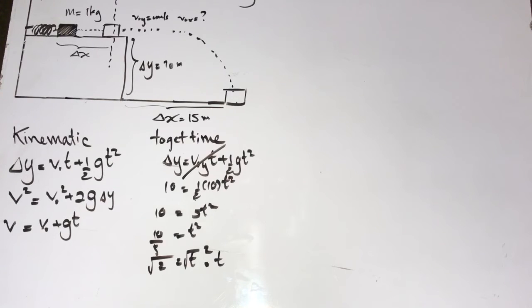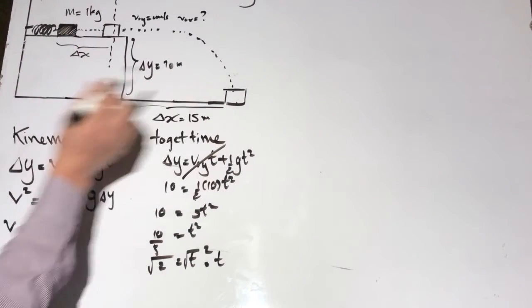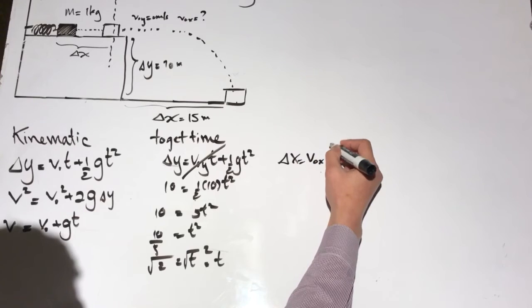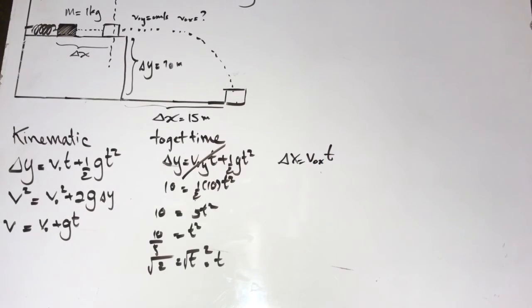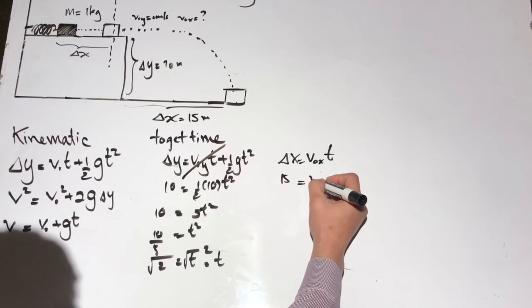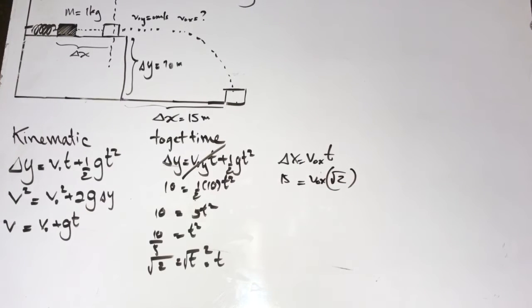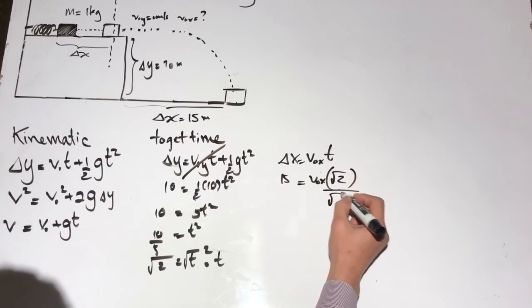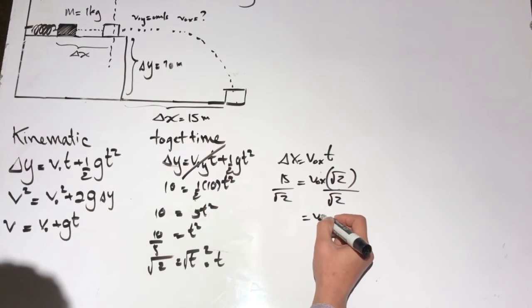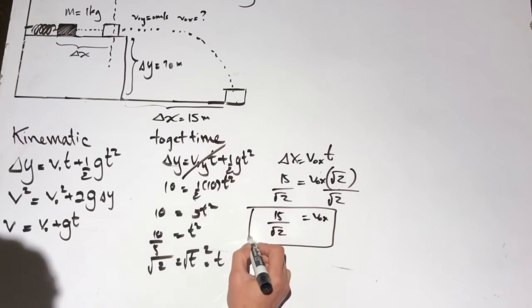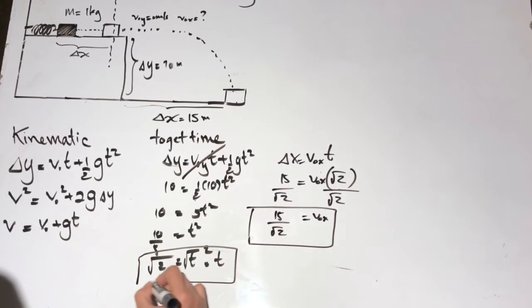When you figure out how much time it takes for the object to drop from here to here, you can use that time to figure out Vox. The distance is how much? 15. Vox is what you're looking for. The time is square root 2. So to figure out Vox, we divide by the time on both sides of the equation. So Vox is equal to 15 over square root 2. That's your initial velocity, and that's your time. You must know the time in order to figure out the initial velocity.